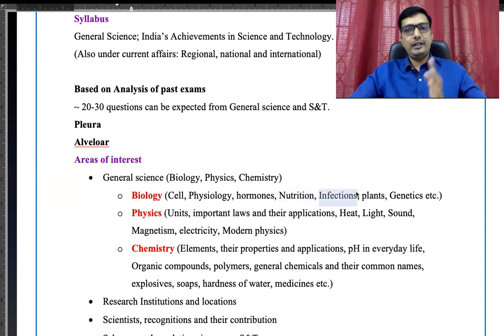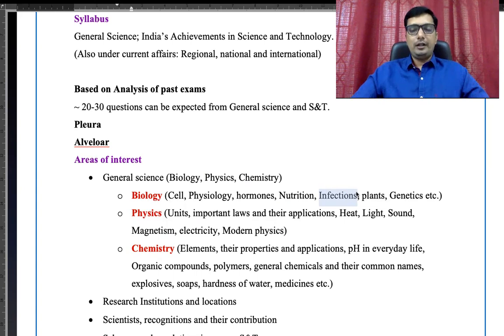Infections, I think nobody can deny this fact that in every competitive exam, infections have become a common theme. One reason is infections are becoming a major problem to us as humans, not just to us, to plants and other living creatures as well, right? The most common infection, COVID-19, I think even in your sleep or when you are walking around, you are hearing about COVID-19 every time, right? So there's so much scope to ask questions on these infections.